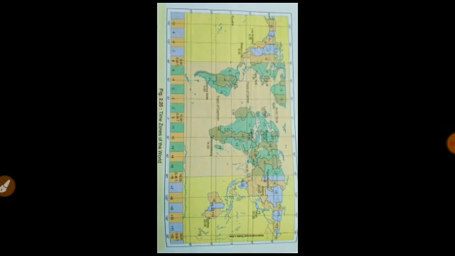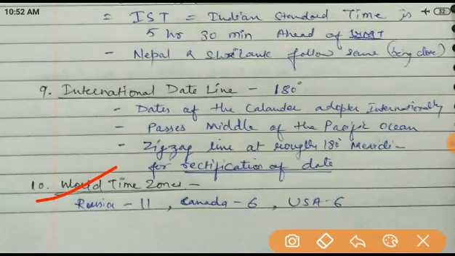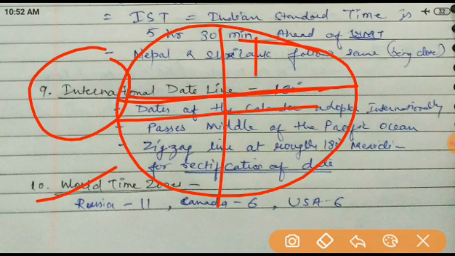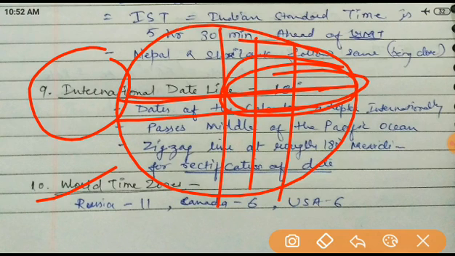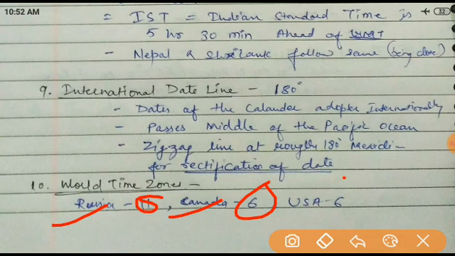Now the last one, this is the world's time zones. Basically each country has its particular time zone, but there are some countries whose extent is very large, just like this is the latitude. Russia is a very vast country, America is a very vast country, so their extent is very high. That's why they have more than one time zone. Just like Russia has 11, Canada 6, USA 6.